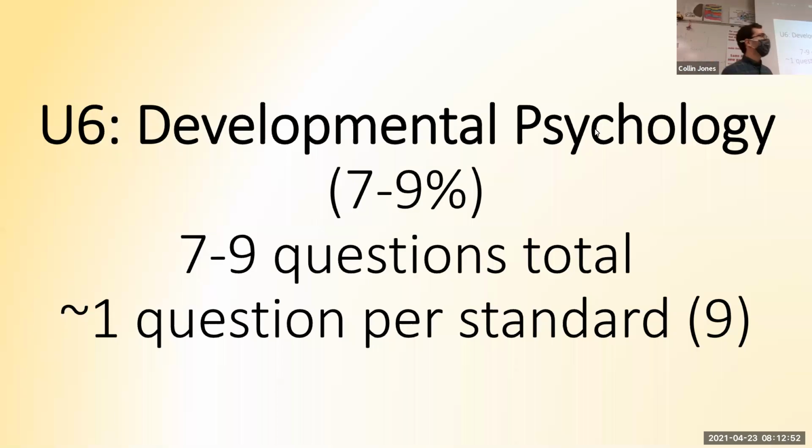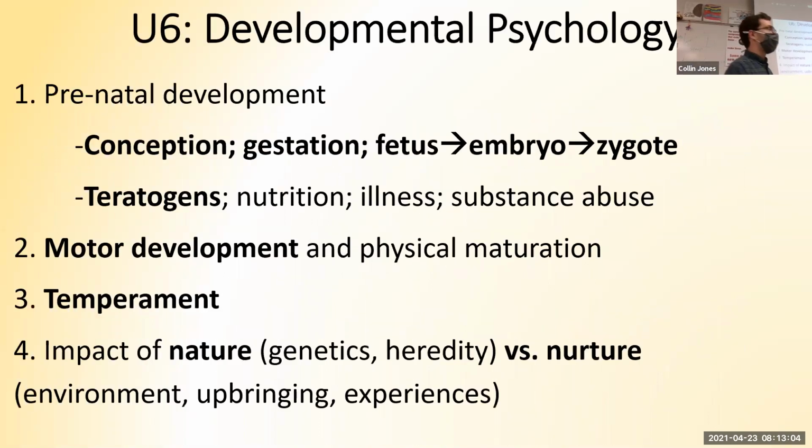Unit 6, not a huge unit, only 7 to 9% of the AP exam, meaning we would expect there to be 7 to 9 multiple choice questions about this stuff. There's 9 standards that the College Board asked us to cover. We're going to go through them on 3 slides. Okay, so follow along with your notebooks.